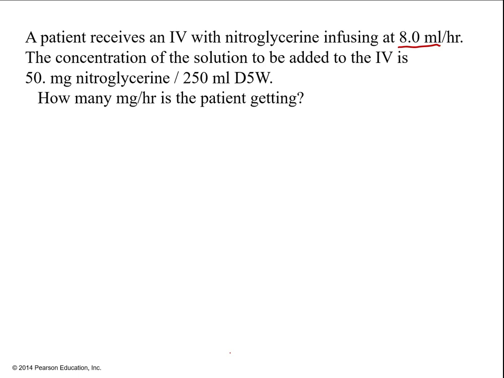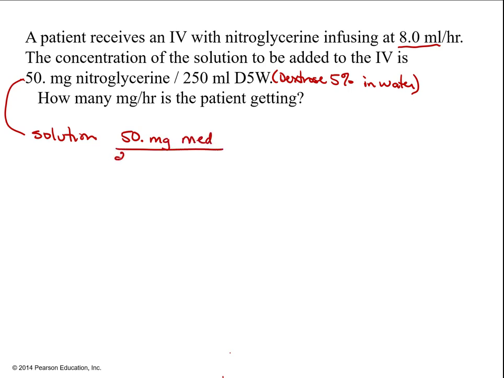D5W stands for dextrose, the D, 5% in water. So all it is is sugar water, but it's sterile sugar water, so it can be given as an IV. Like we talked about in another one, this 50 milligrams of nitroglycerin per 250 mils of D5W is a solution. And remember, solutions are like a mixture. So I have 50.0 milligrams of this medication divided by 250 milliliters of a solution.